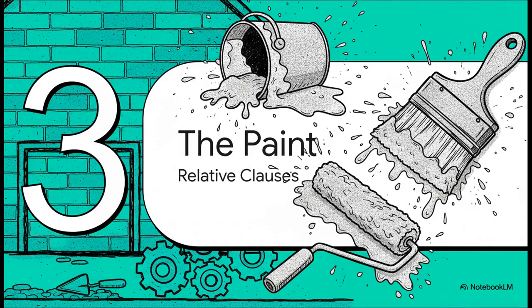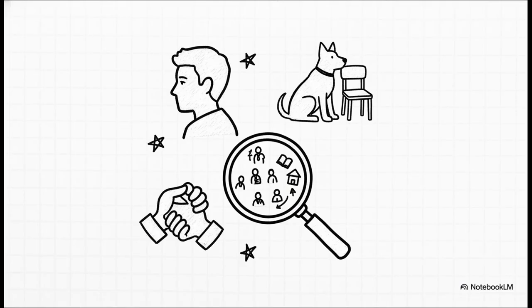All right, on to our final step, Section 3, the paint. Understanding relative clauses. Here are the actual rules for adding specific, colorful details to your nouns using relative pronouns. Think of this as your paint. You use who when you're adding information about people. You use which to add details about animals or things. Whose is your go-to tool for showing possession or a relationship.